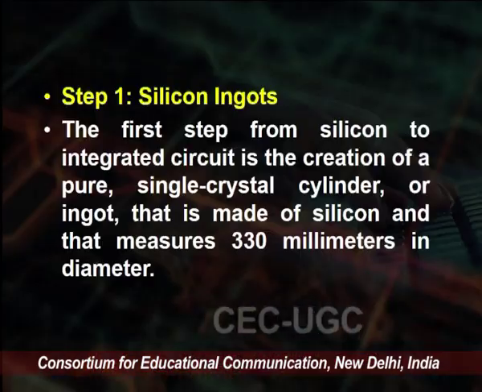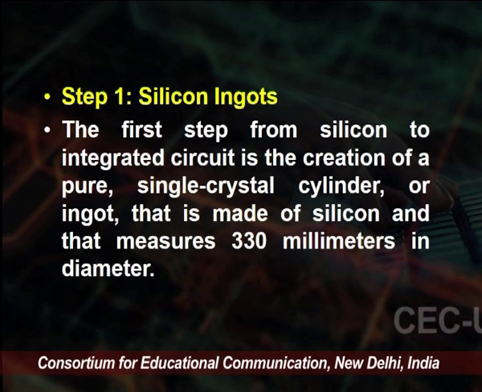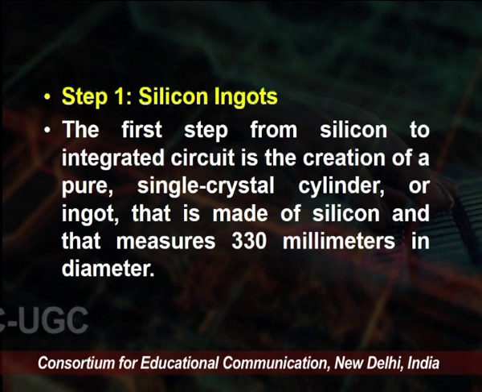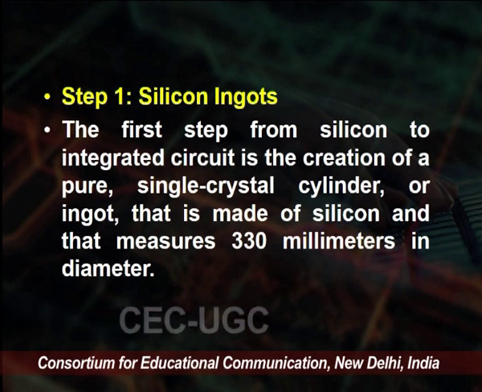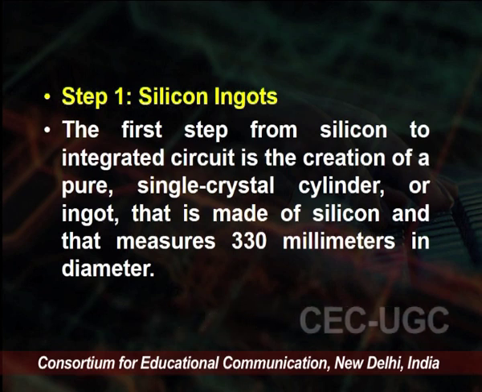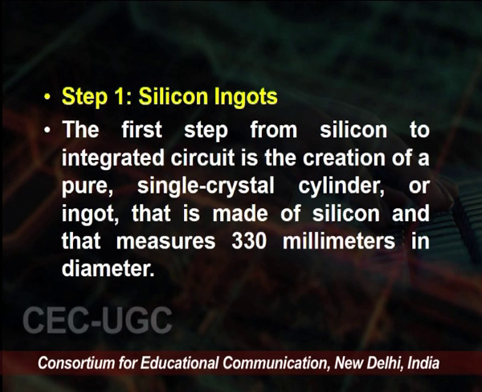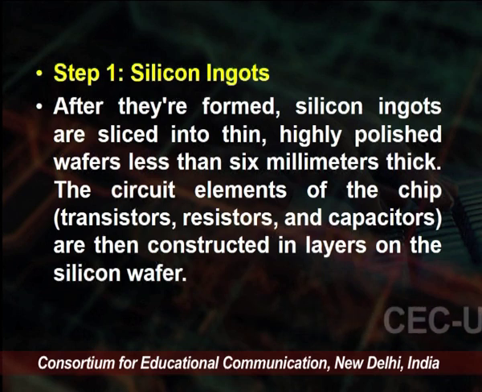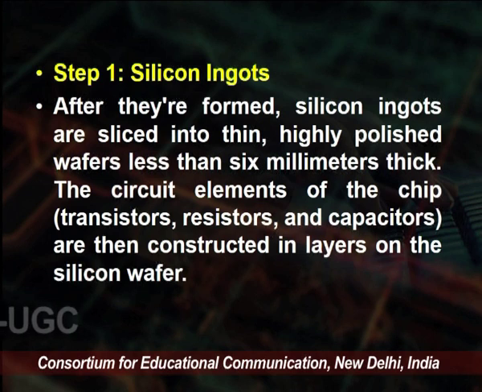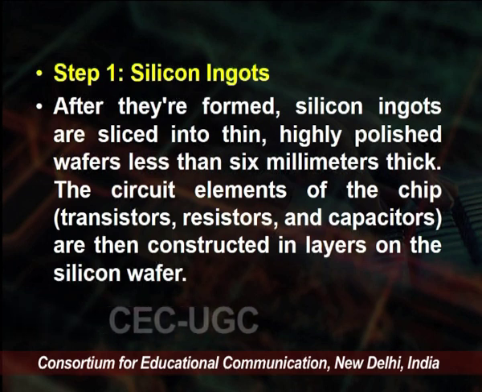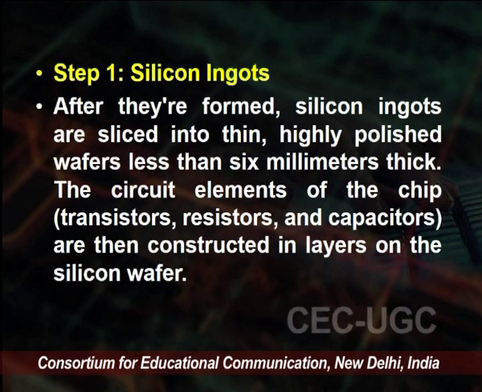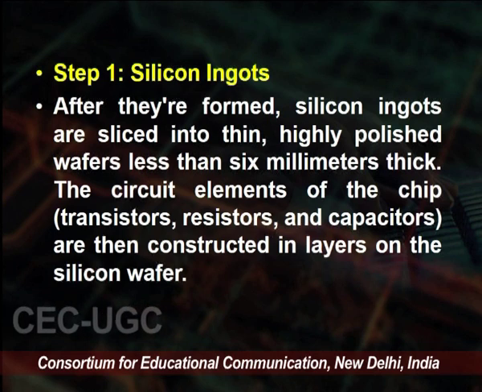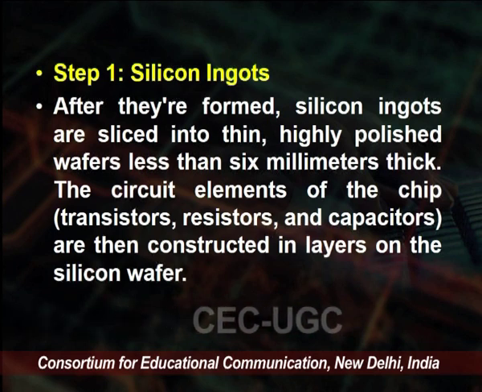The first step is the silicon ingots. The first step from silicon to integrated circuit is the creation of a pure single crystal cylinder, or ingot, made of silicon, that measures 330 millimeters in diameter. After they are formed, silicon ingots are sliced into thin, highly polished wafers less than 6 millimeters in thickness. Means when we get the silicon ingots, they are sliced into thin highly polished wafers, and these wafers are used in the circuit.